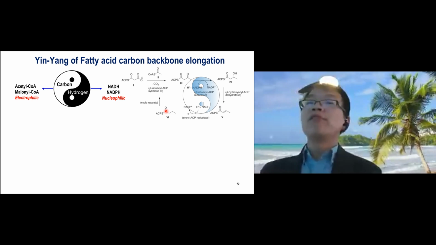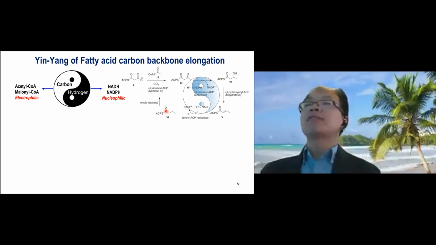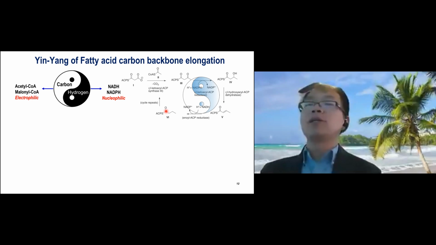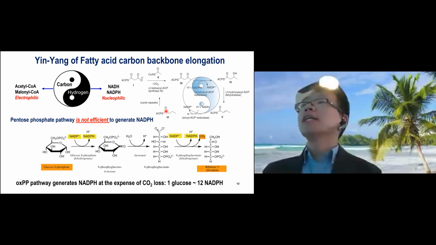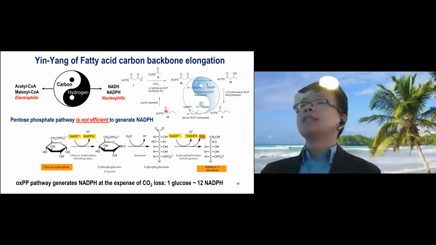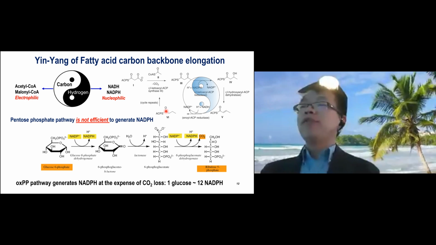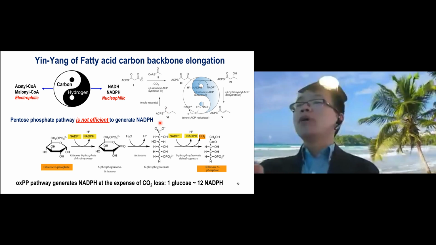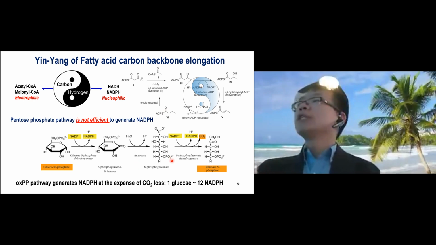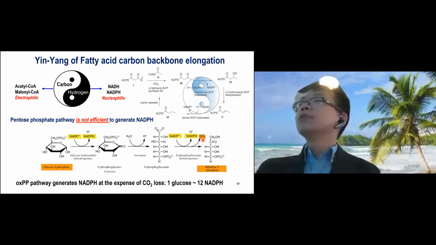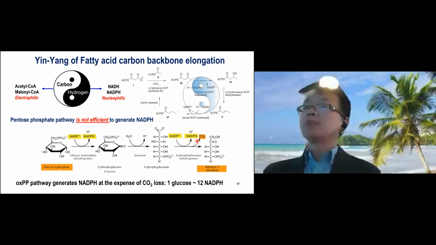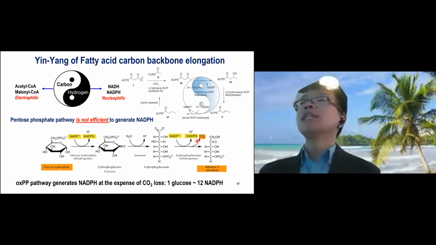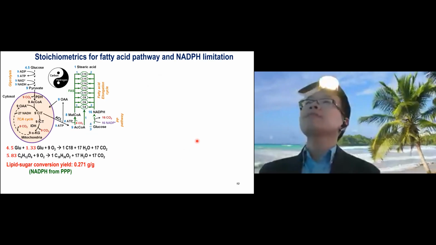In our yeast, we found the pentose phosphate pathway provides most of the NADPH. But this is not an efficient route to generate NADPH because there's one step that is the decarboxylation. For example, we found that with each CO2 loss in the pathway, we only have 2 NADPH generated in this pathway. So this will significantly limit the yield and the potential of this pathway.